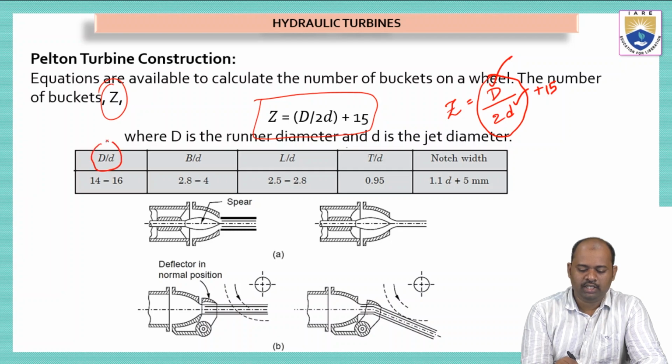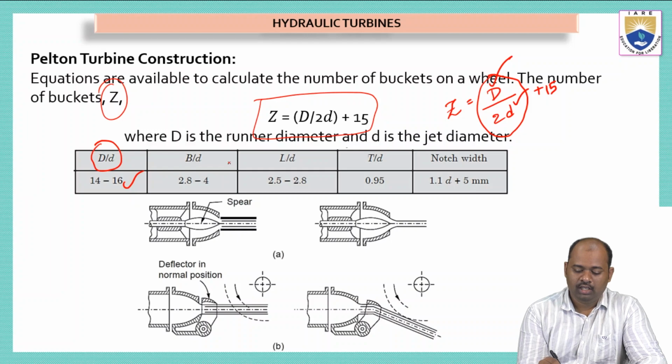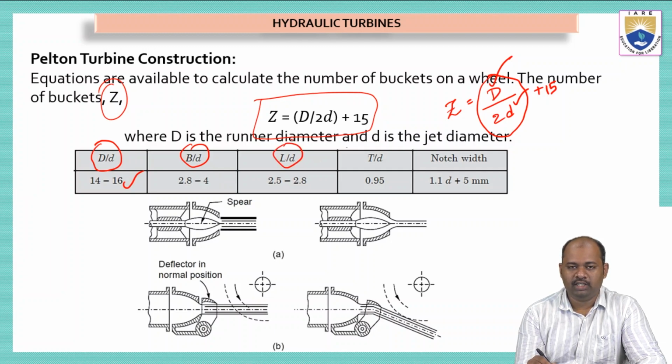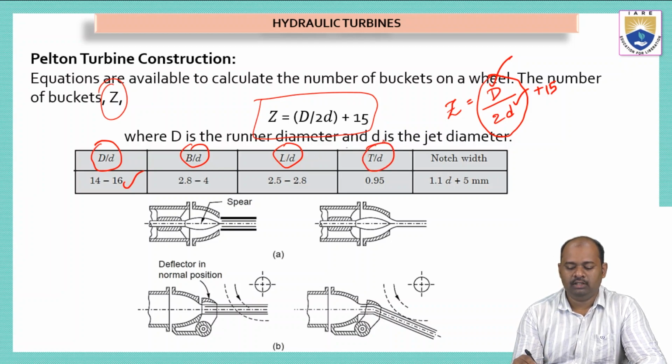Capital D by small d. This ratio will always lie between 14 to 16. And capital B by small d will lie between 2.8 to 4. Capital L is the length of the jet and small d is the diameter of the jet, so this ratio will stay between 2.5 to 2.8. And capital T by D will always be 0.95.